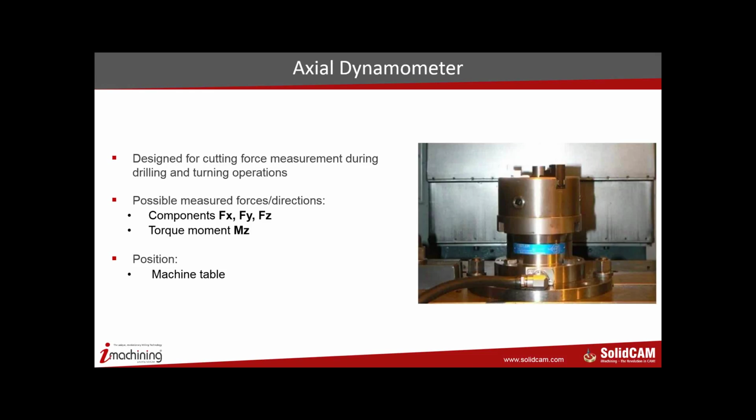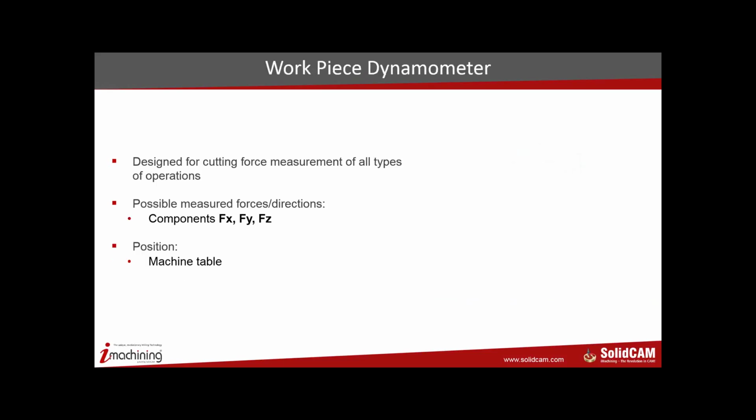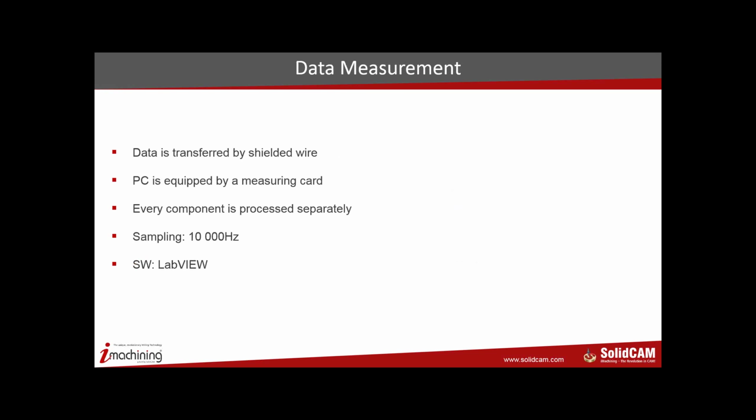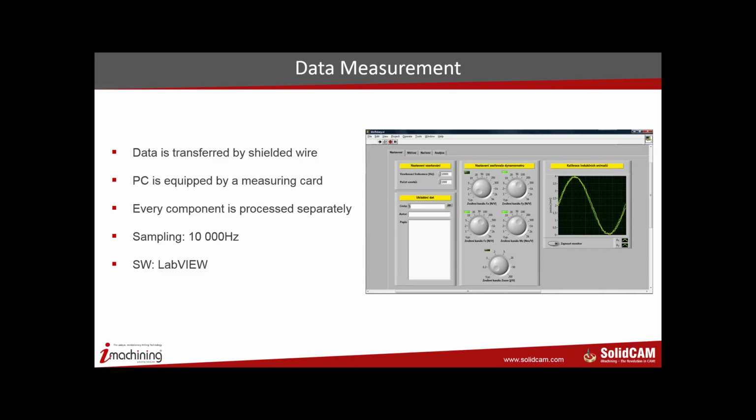Then they have an axial dynamometer for measuring load when you're doing simultaneous machining or turning. And then you've got a workpiece dynamometer that can measure the force acting on the material on all sides, X, Y, and Z. And this is placed on the machine table on which the part is mounted. The data measurement is done by some shielded wires, and they use LabVIEW from National Instruments. That's the software that they use to measure these forces.